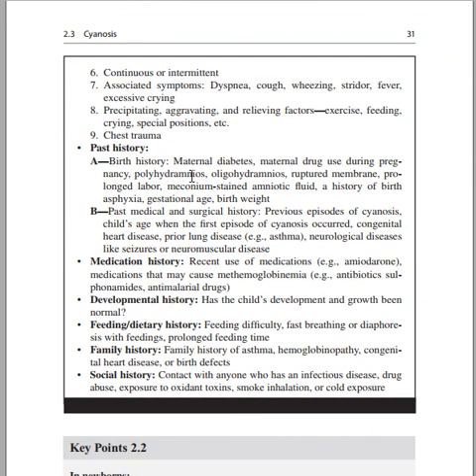So you have to always look at the associated symptoms. If there is dyspnea or cough, you can think of a respiratory origin. If there is wheezing, you think of a respiratory or even a cardiac origin. You have stridor. If there is fever or excessive crying, you have to identify all that.